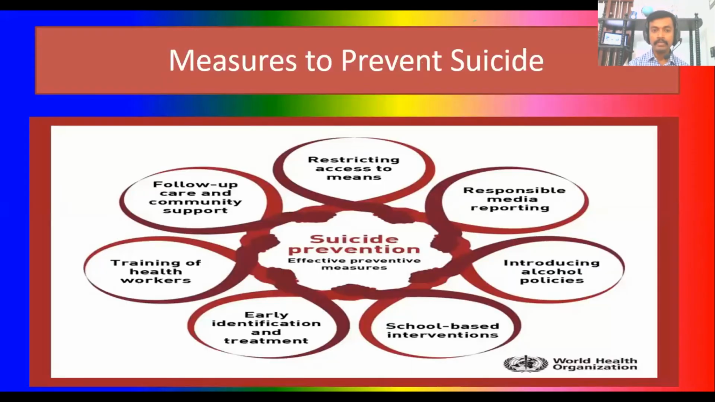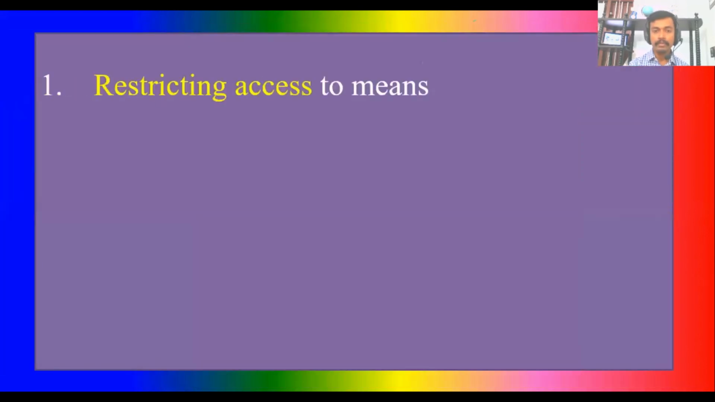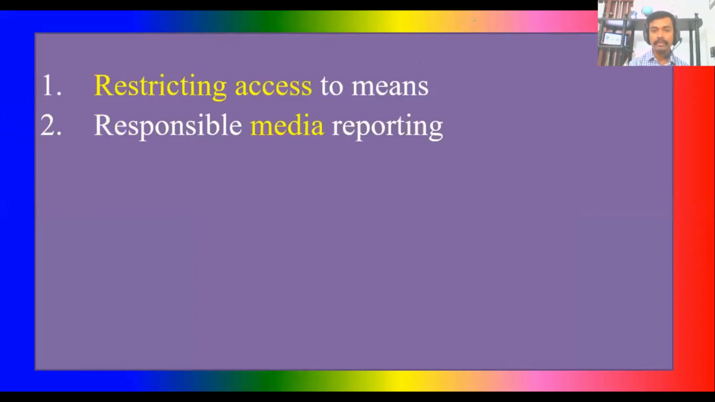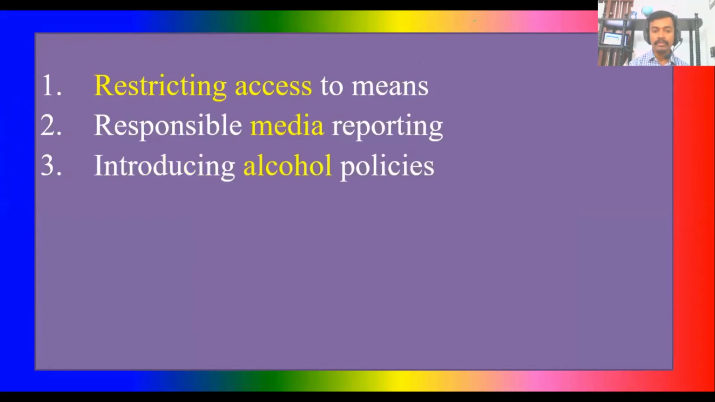The measures to prevent suicide. First measure, restricting access to means, for example, reducing alcohol use. Then media reporting. Nowadays negative media reports may be given, which influence suicide. Then introducing alcohol policies. Then school-based interventions.